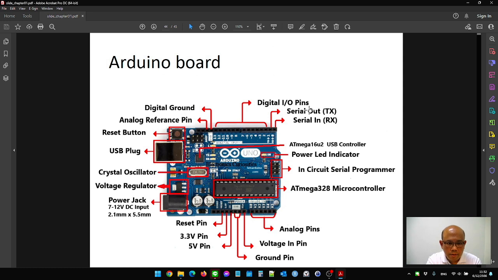Here is an example of an Arduino board in the group of the microcontroller. The Arduino board has analog pins to get the analog voltage from external sources, serial in and serial out to send serial data, digital I/O to control electronic devices, and an external power USB plug.